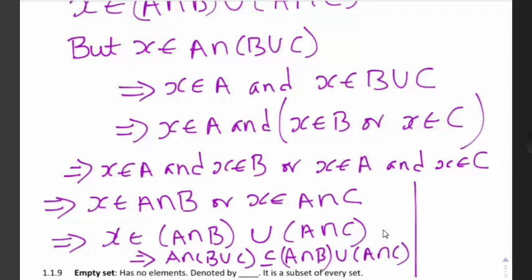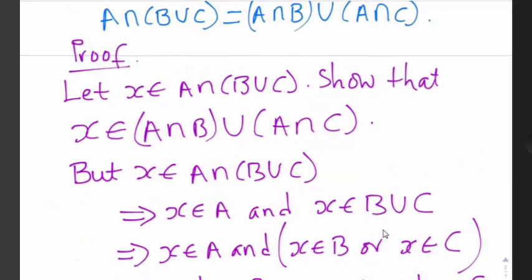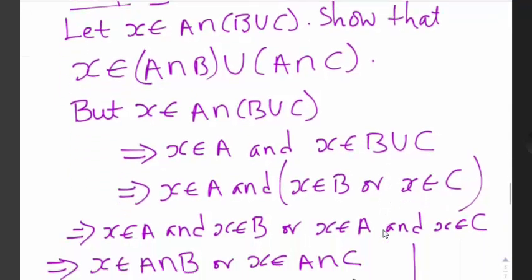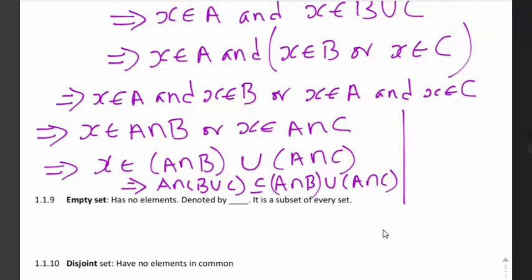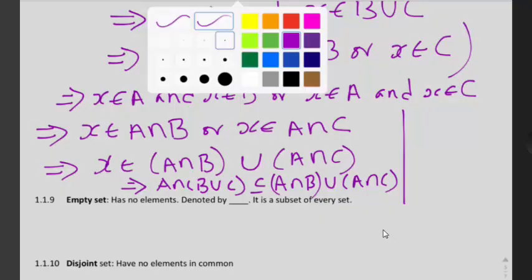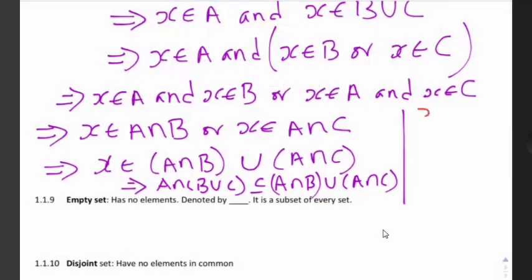That was what is known as the forward inclusion, proving that the left-hand side is a subset of the right-hand side. We now have to prove the reverse inclusion, that the right-hand side is a subset of the left-hand side. And some of you can already guess.